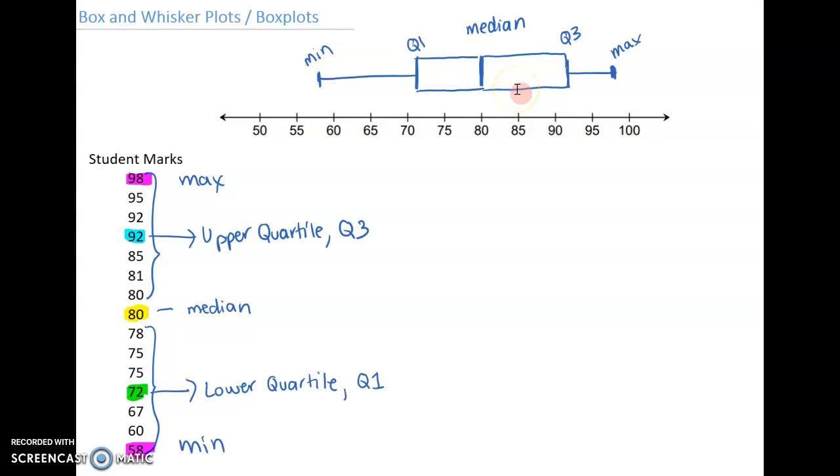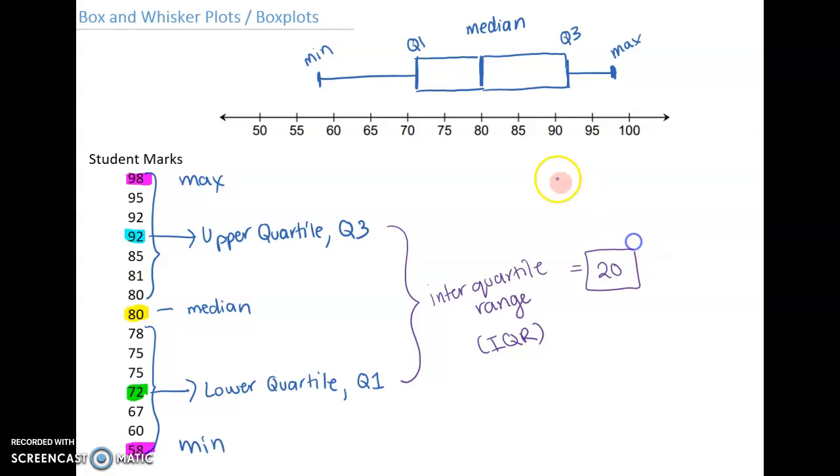Now, there's another term that you need to consider, which is called the interquartile range. So this is the upper quartile, this is the lower quartile. Well, the interquartile range is the distance between these, or IQR. So we take our 92, subtract our 72, and we find that that distance is 20. Okay, so that's this distance here.